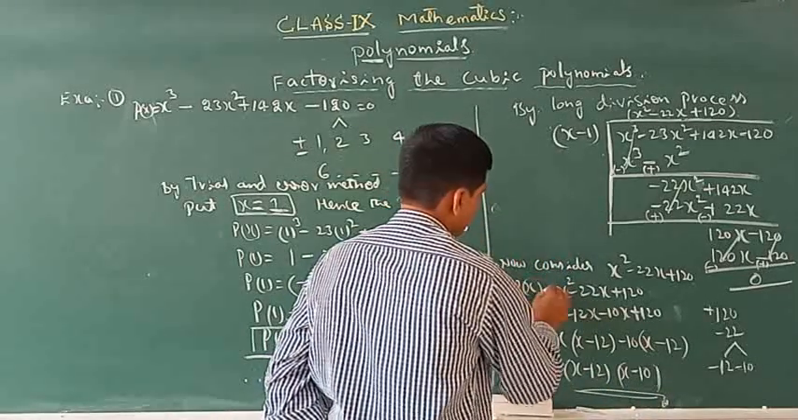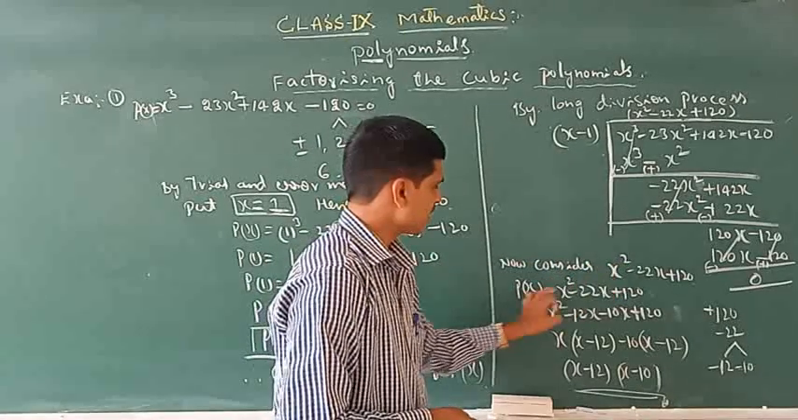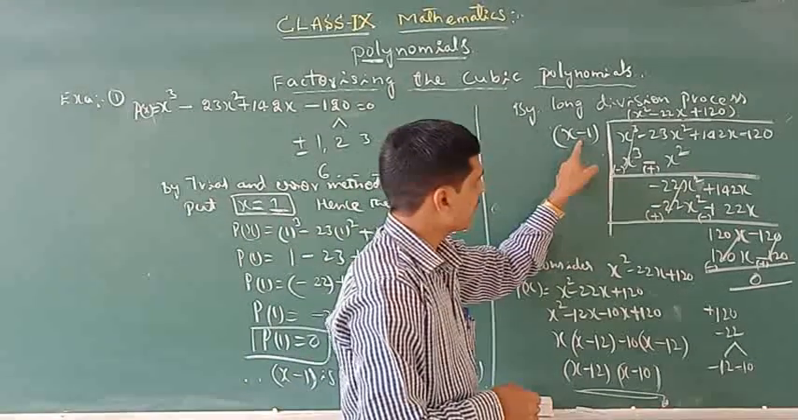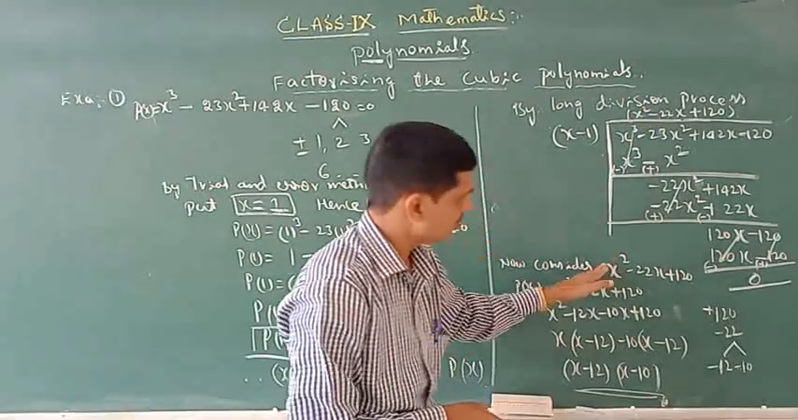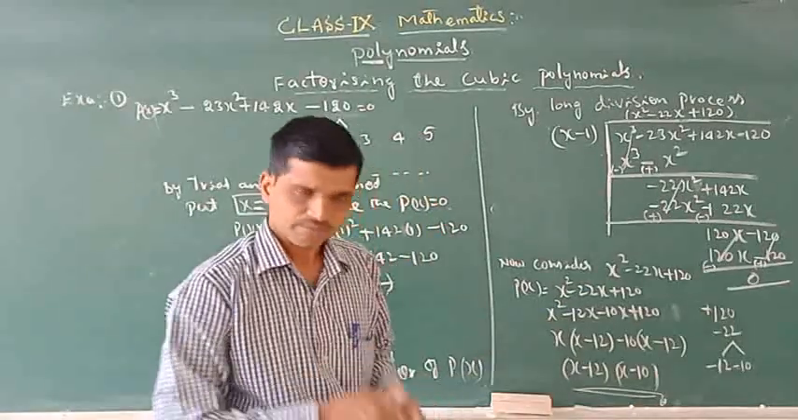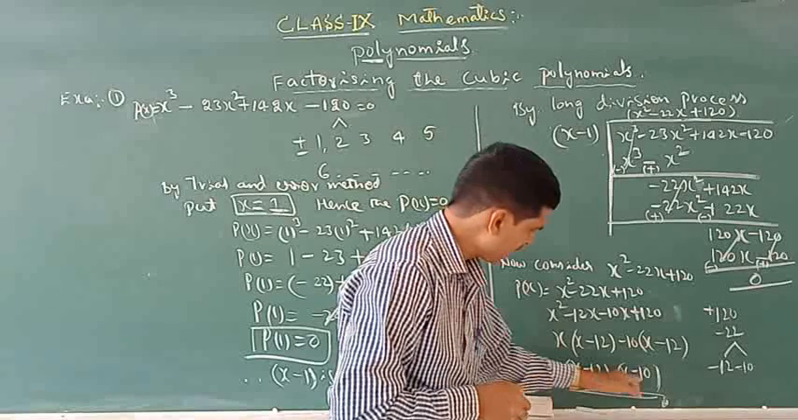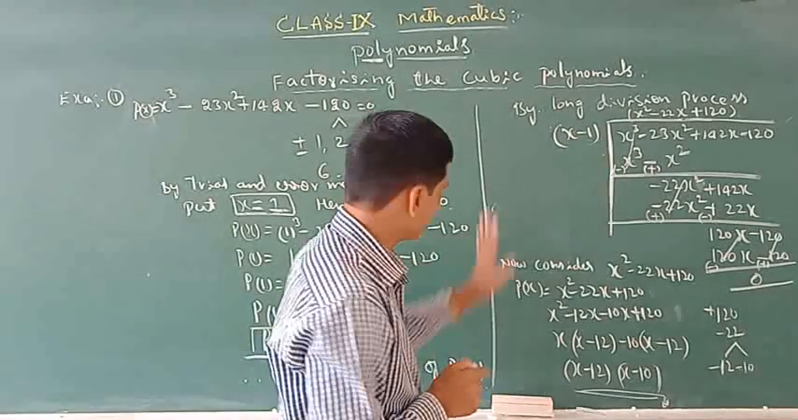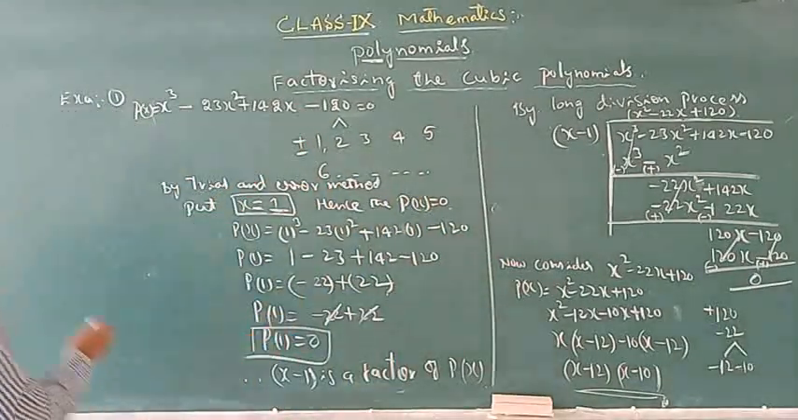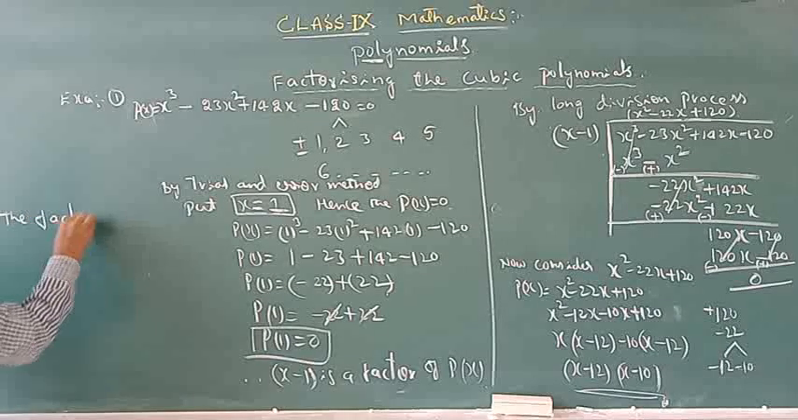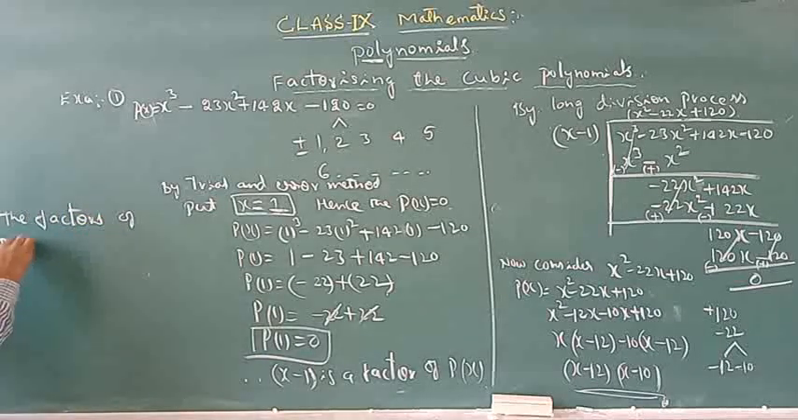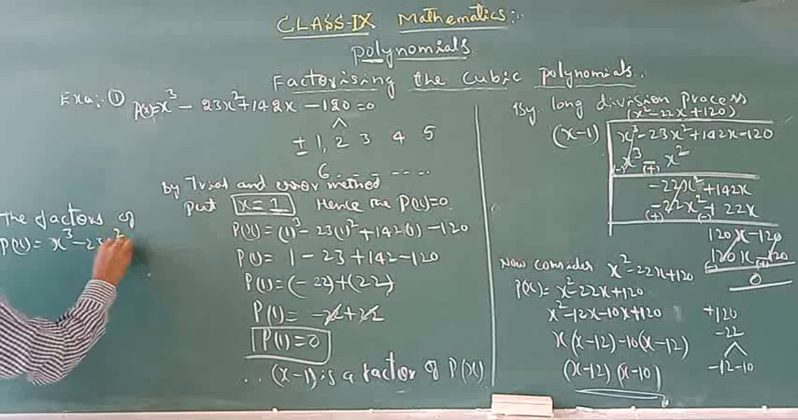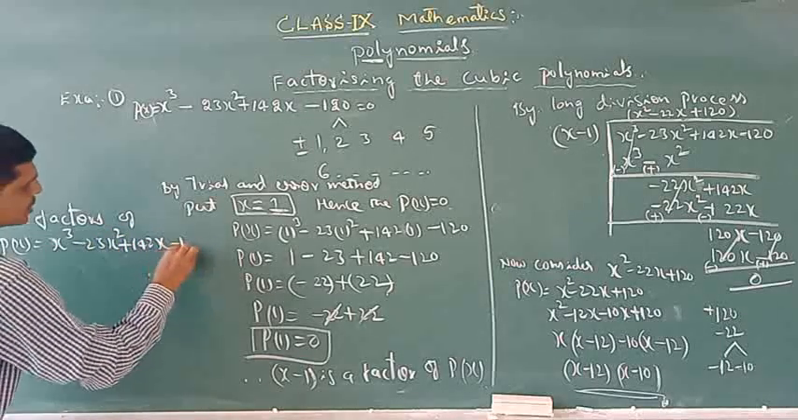Consider this another polynomial, now a quotient. Through this polynomial I obtained one factor and the other one a quotient, again a quadratic polynomial. Hence I found its factors. After finding them, I get two factors, and one was already found. So we require at least 3 factors. Therefore the factors of the given polynomial p of x is equal to x cube minus 23x square plus 142x minus 120.